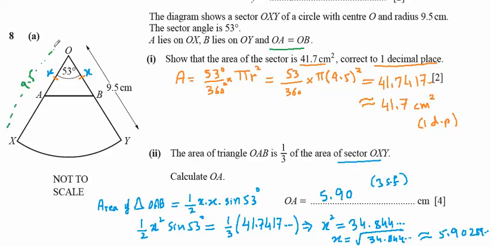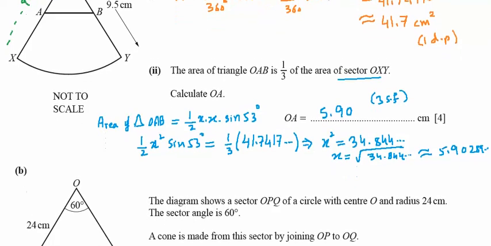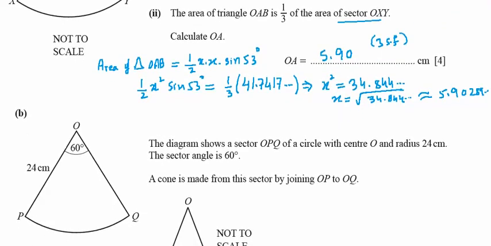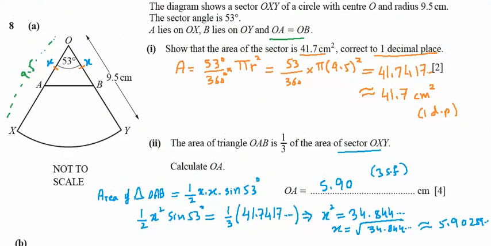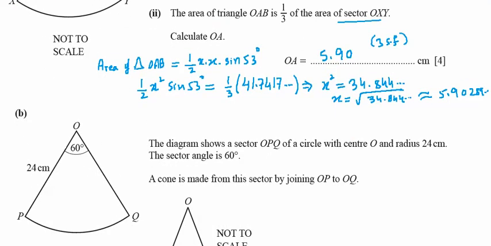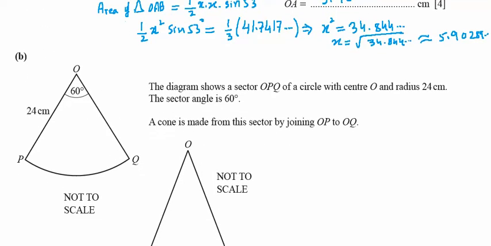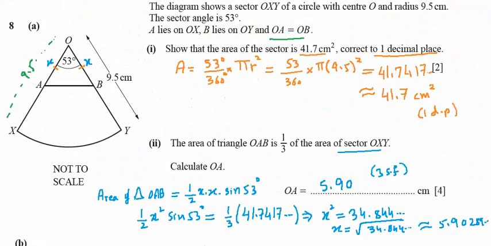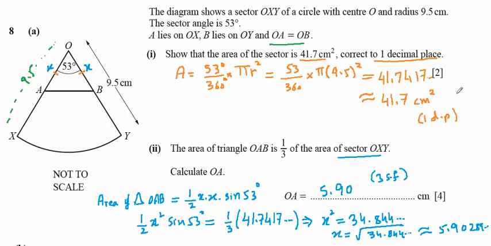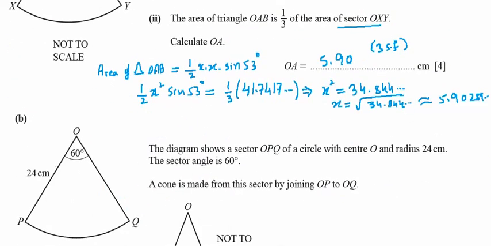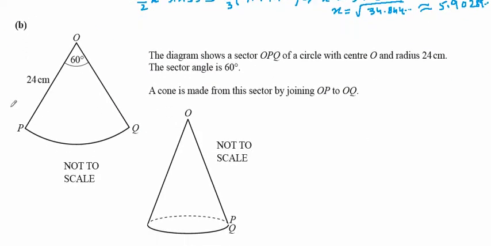Okay, now the next part of this question, this was part A. Then we have part B, and this has no relation with the first part because here they gave us another sector which has an angle of 60 degrees. This was having a 53-degree angle and some other radius. Here the radius is 24. So the diagram shows a sector OPQ of a circle with center O and the radius 24. So the sector angle is 60 degrees.